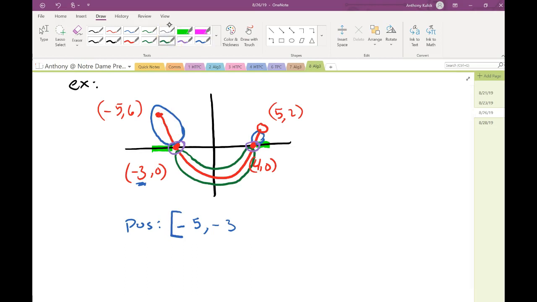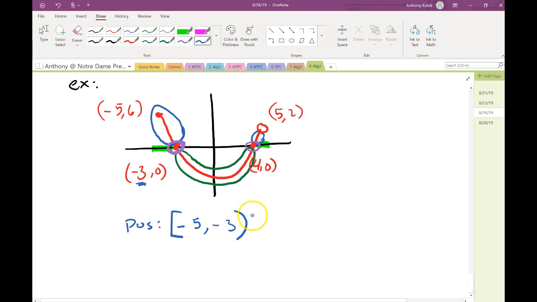I'm now going to look at the -3. That point is located here at (-3, 0). Is that point above the x-axis? No, it's on the x-axis. That does not get included with the positives. That should be included with the zeros.